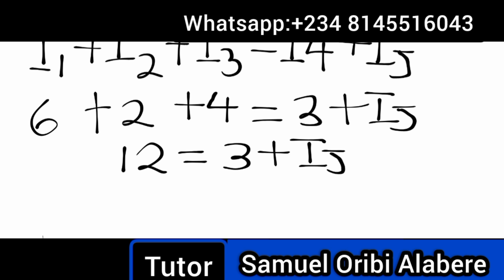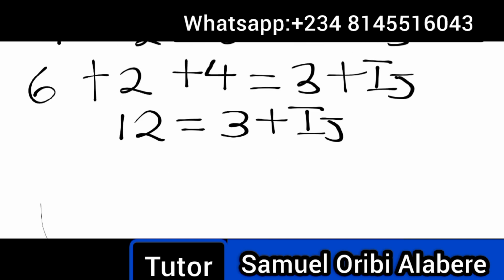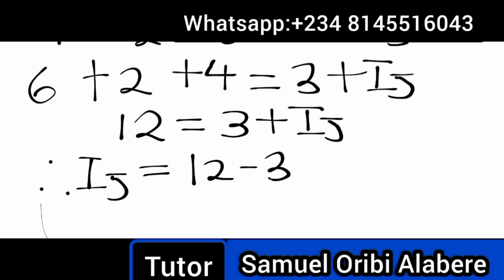So we are now going to collect like terms, which will make I5 the subject of the formula. So therefore, I5 will be equals to 12 minus 3, which is then equals to 9 amps. So our value of I5 is 9 amps.